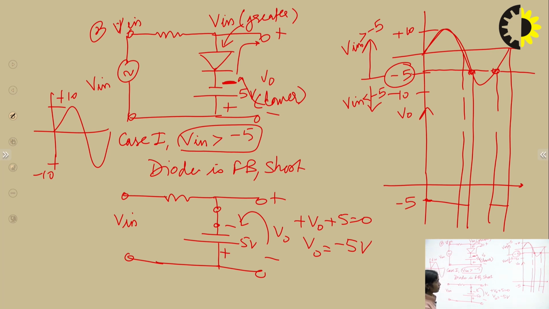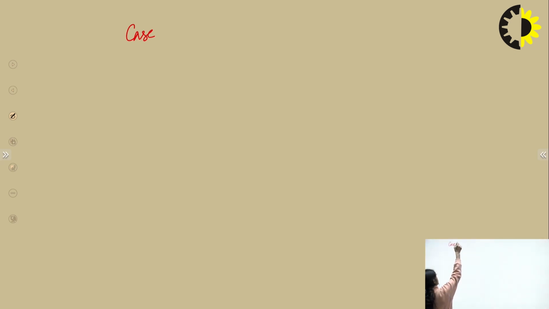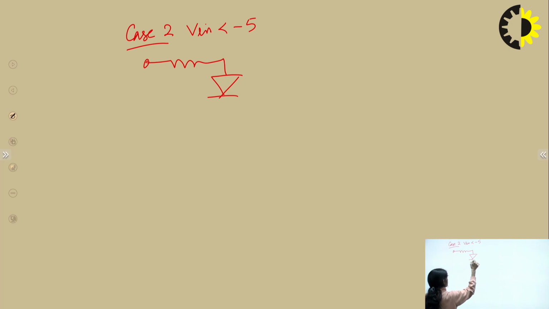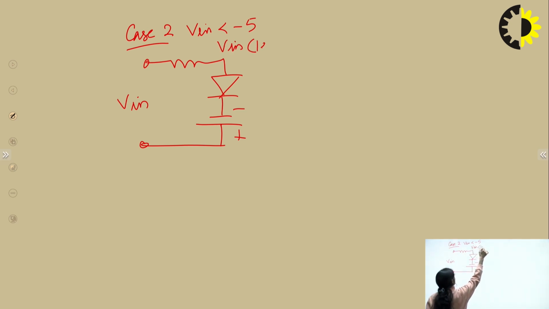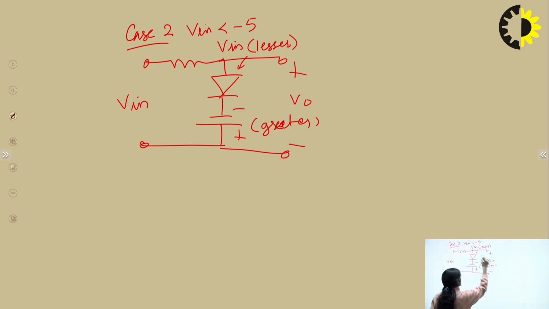Now if we see Vin lesser than minus 5, second case, case 2, Vin lesser than minus 5. In this arrangement again we have this diode with negative terminal up. This is Vin, this is Vin. Now Vin is at lesser potential and minus 5 is at greater potential, and in this the lesser is connected to positive of diode. So diode will become reverse bias here and becomes open circuit.